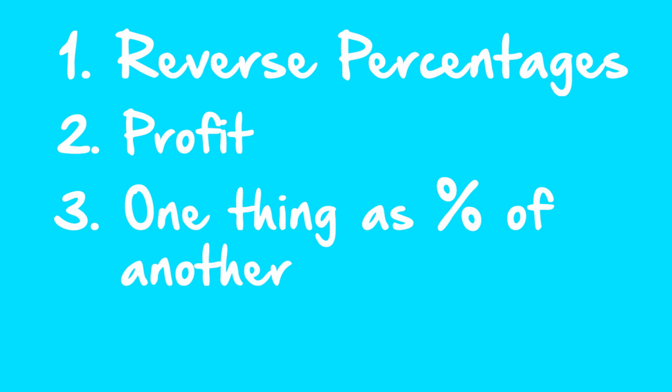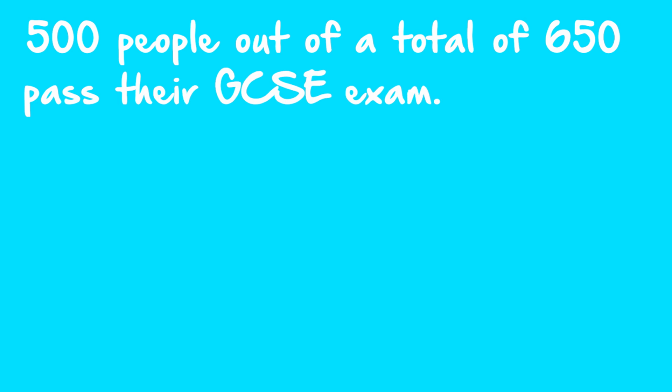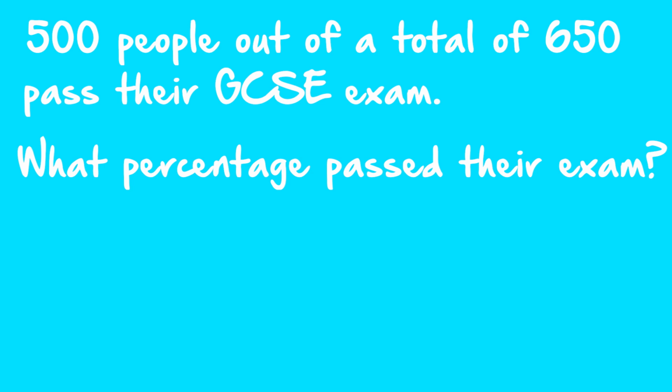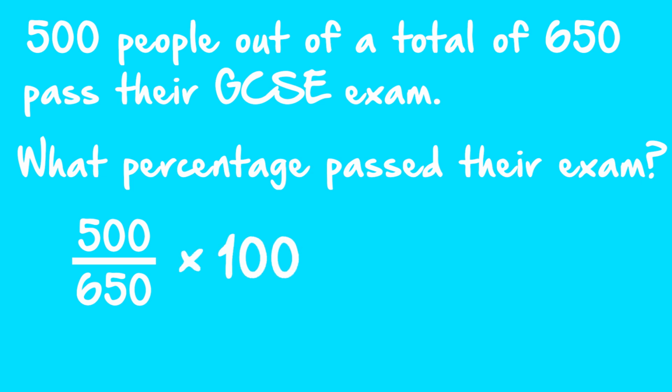Okay, so let's say 500 people out of a total of 650 pass their GCSE exam, and you are asked to describe that as a percentage. The way I think of that is as a fraction. 500 out of 650 passed their GCSE exam. So that is what it is as a fraction. To convert that to a percentage, I just need to multiply that by 100. So you can do that on your calculator. 500 over 650 times 100, and that tells you what 500 is as a percentage of 650.